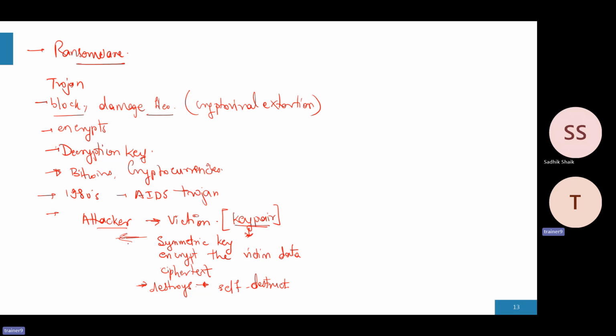Once the attacker receives the payment, they will share the code that helps in deciphering the text, and it gives the victim the original data back. That completes the entire cycle of how the attack happens.